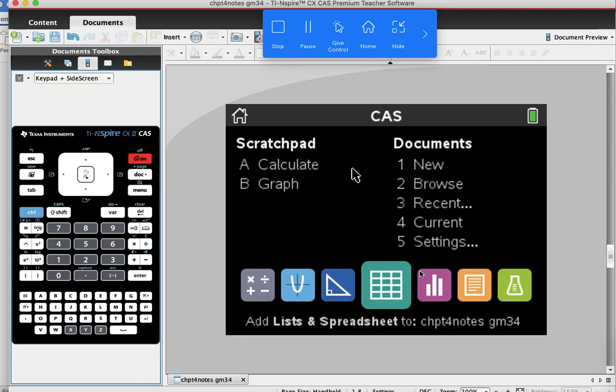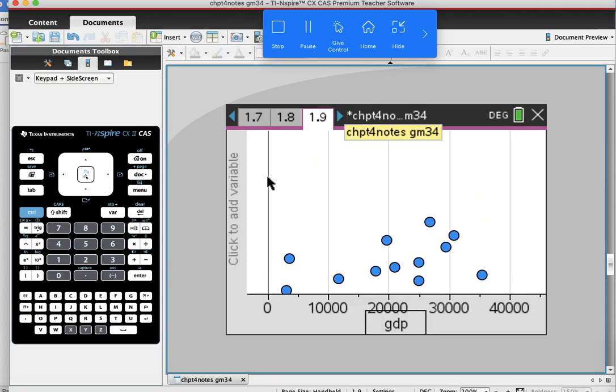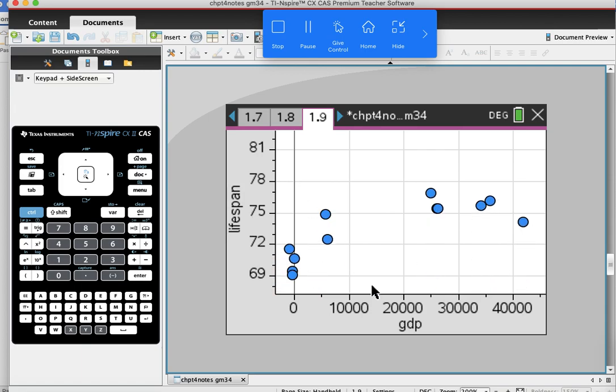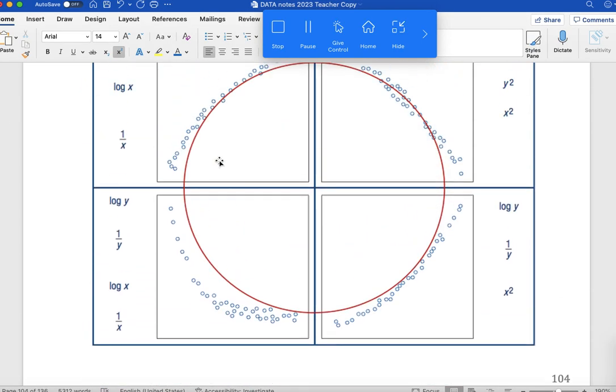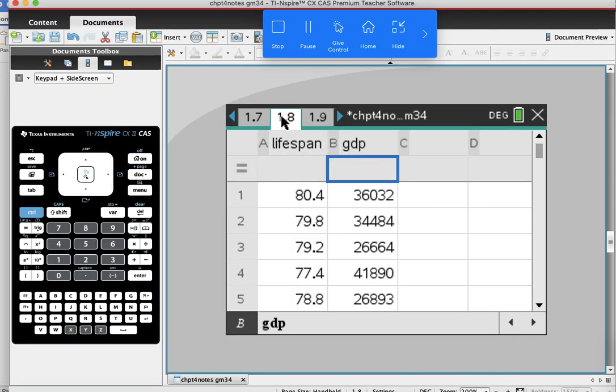But first, let's just briefly go over it. We would see a GDP, we'd see lifespan, and you can see it's very curved there. Can you see the curve? If you went back on your transformation circle, it looks like this one, and you can see log X is one of the options. So we are doing a good one here. So go back here, we're going to do a log transformation.